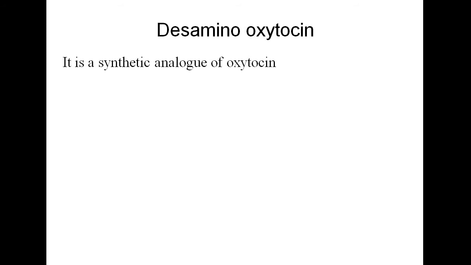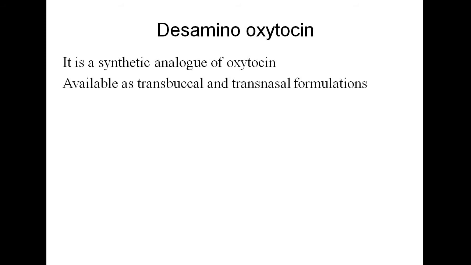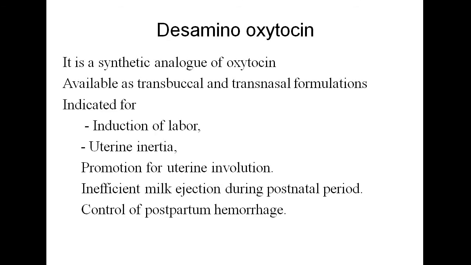Des-aminooxytocin is a synthetic analog of oxytocin. The advantages are it can be given as transbuccal and transnasal formulations. Des-aminooxytocin is indicated for induction of labor, uterine inertia, also postpartum to promote uterine involution, and inefficient milk ejection during the postnatal period. That is, after delivery, the mother is not able to eject milk. So des-aminooxytocin is given by the transnasal route. And des-aminooxytocin is also used to control postpartum hemorrhage.